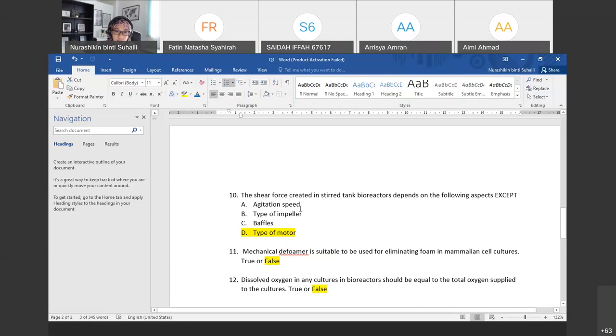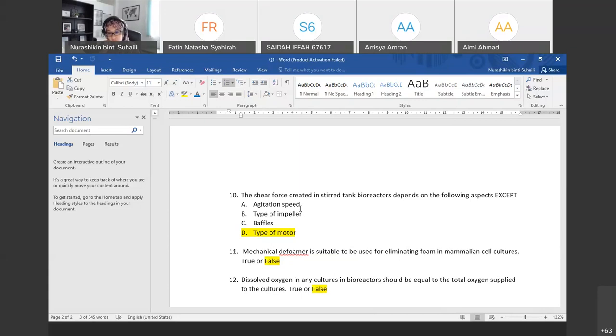What determines the things inside is all this stuff. The agitator speed, yes. If the speed is high, then the shear force is high. And then the type of impeller, of course. The baffles, as I mentioned just now. I think this answers what I explained just now. Maybe you asked me because of this question.